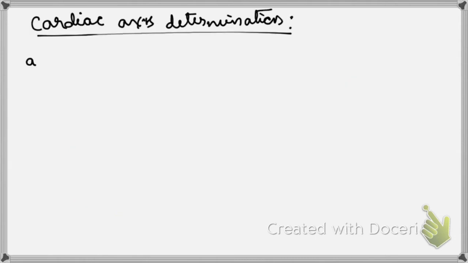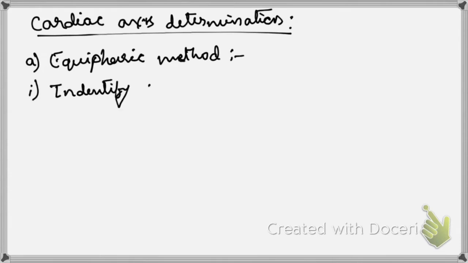Okay, so now cardiac axis determination. Various methods are there. There are 3 methods I'll be discussing now. The first one, which is the most accurate, is also called the equiphasic method or isoelectric method. We first have to identify the equiphasic lead. As I said, the equiphasic lead is the one where R is equal to S. The direction of the depolarization wave will be perpendicular to that particular lead.